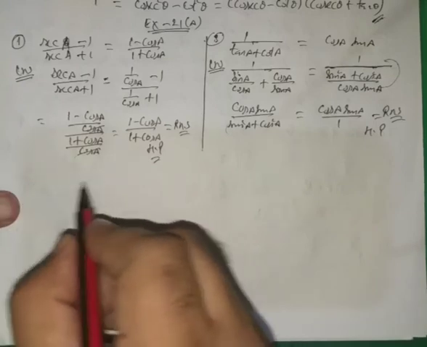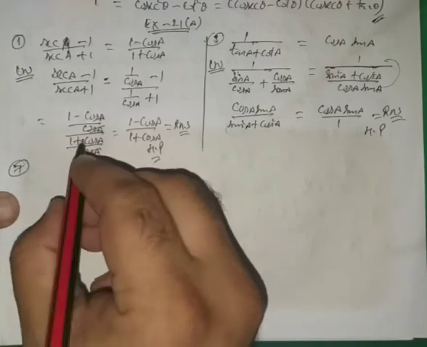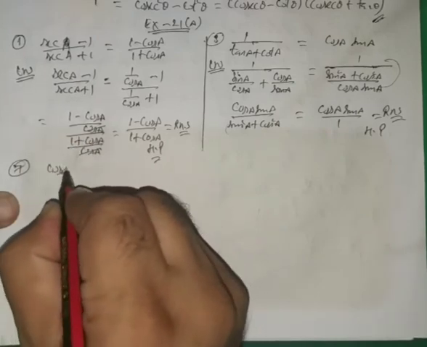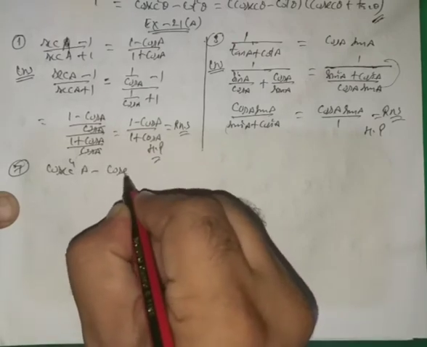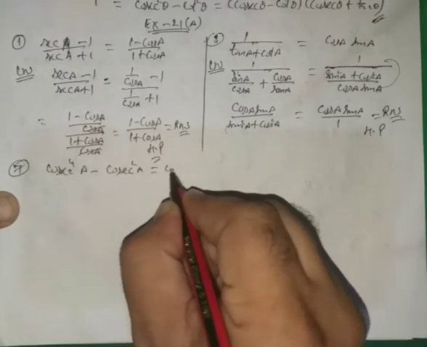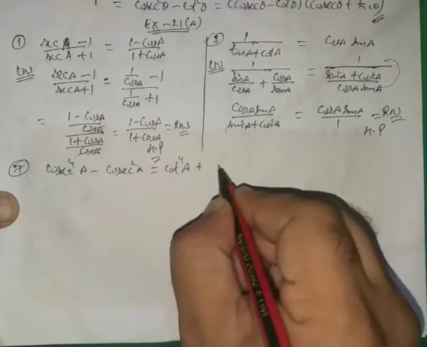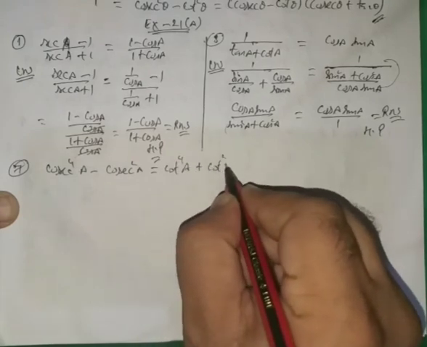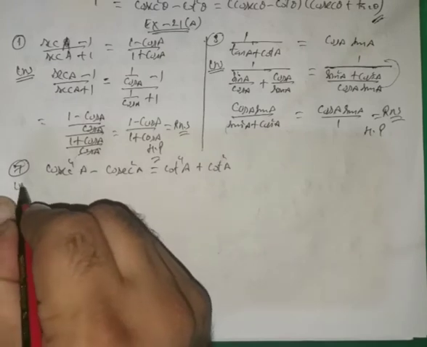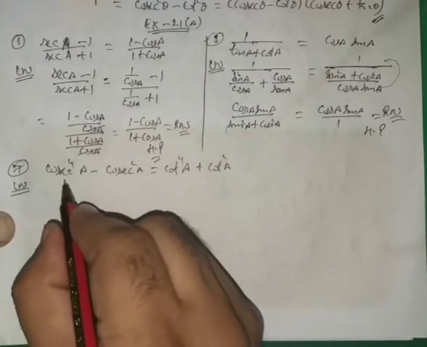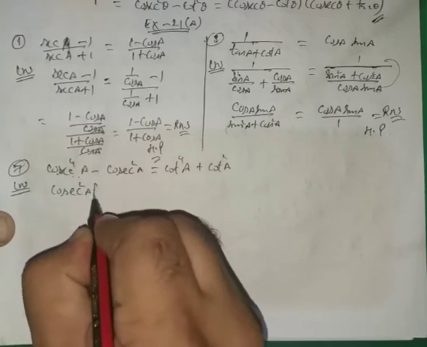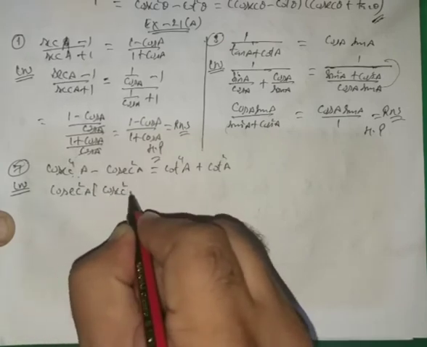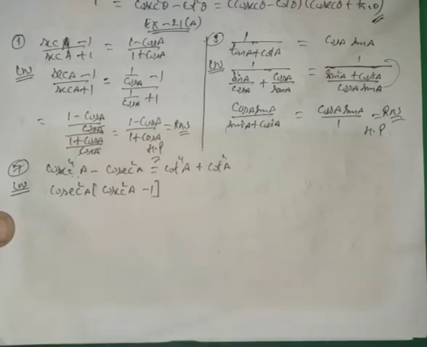So I am taking question number 7. The question is cosecant raised to power 4 A minus cosecant square A is equal to cot raised to power 4 A plus cot raised to power 2 A. So once again I am starting with the left hand side. On this left side, cosecant square A is common from the two, so I am taking cosecant square A common, so this can be written as cosecant square A times (cosecant square A minus 1).